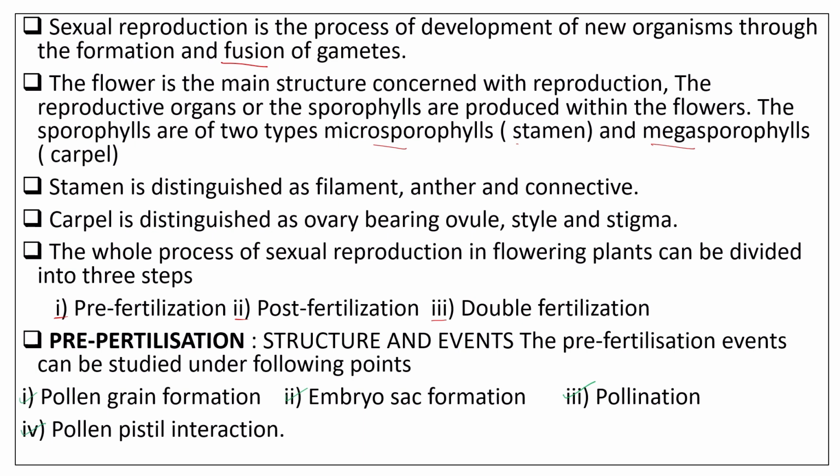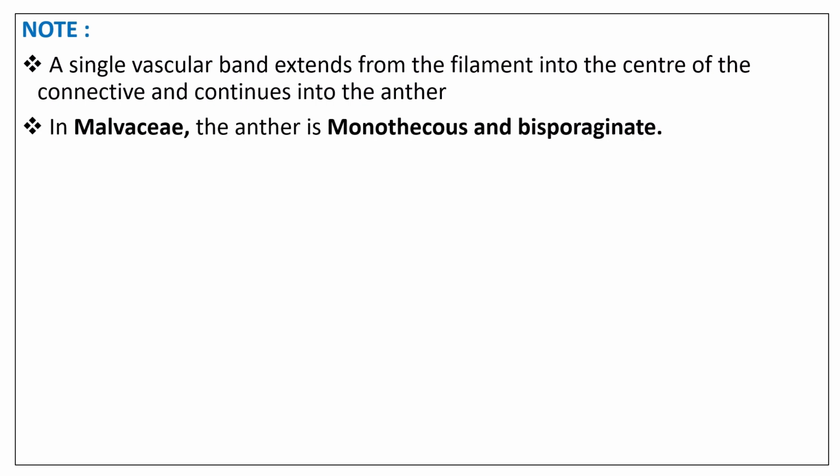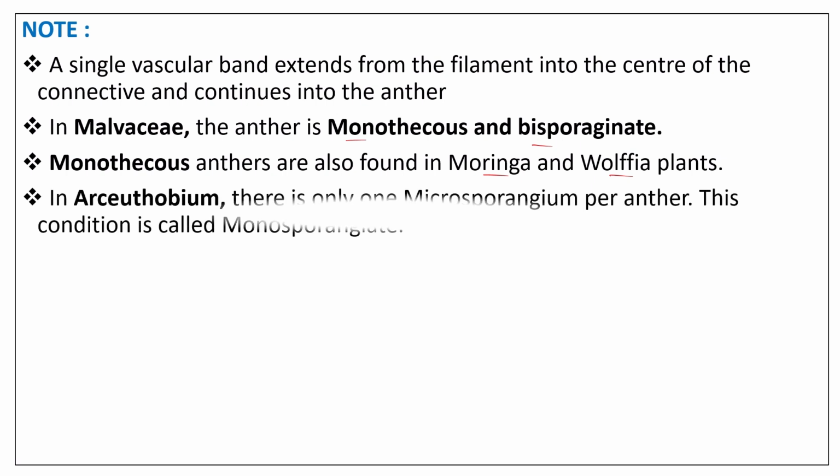4. Pollen pistil interaction. Note: for CET and NEET, a single vascular band extends from the filament into the center of the connective and continues into the anther. In Malvaceae, the anther is monothecous and bisporangiate. Monothecous anthers are also found in Moringa and Wolffia plants. In Arceuthobium, there is only one microsporangium per anther. This condition is called monosporangiate.